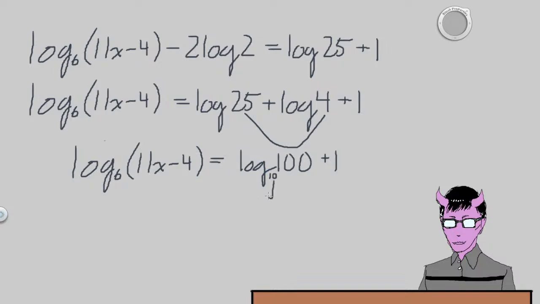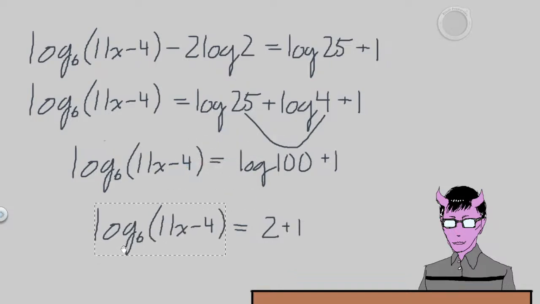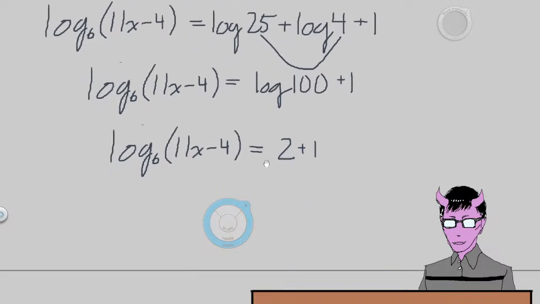10 to the power of what gives us 100? 10 to the power of 2 gives us that. So which means that we can change this whole term right here into just positive 2, which is combinable with 1. Alright, so here we are. This one, we just might as well consolidate that into a nice clean 3. And now we just exponentiate.